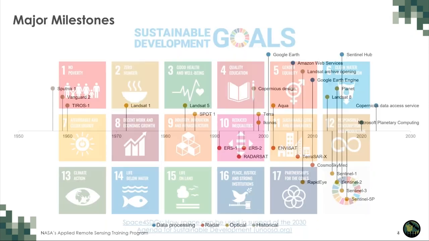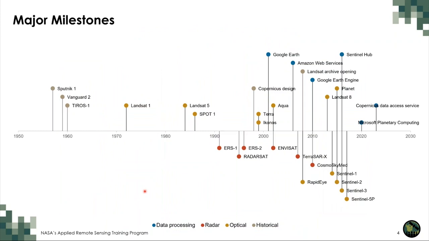We have to go many, many years back to see what has happened and how we have come to the situation that we are using Earth observation or remote sensing to track, to monitor the Earth for a long period of time.